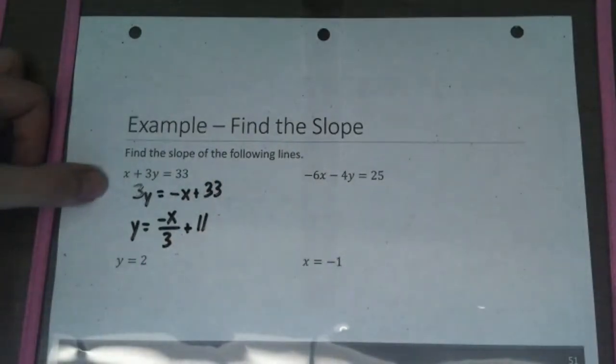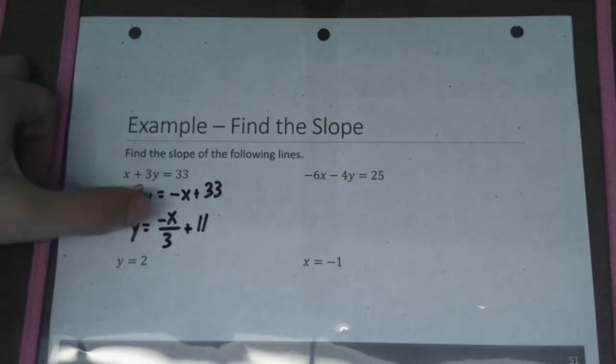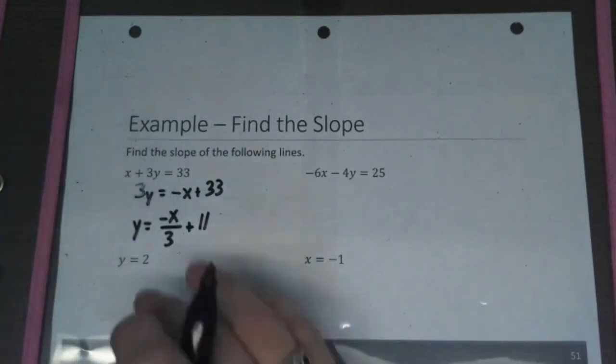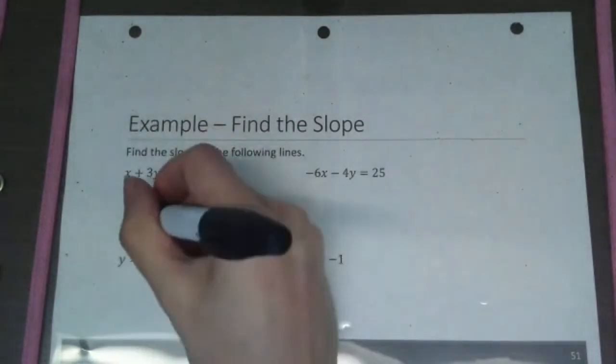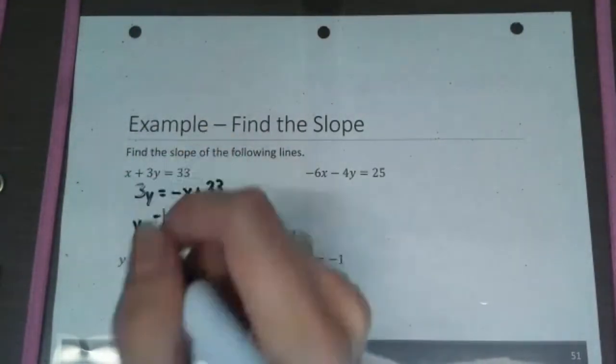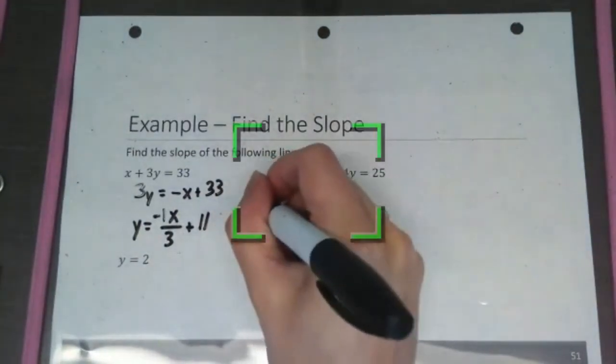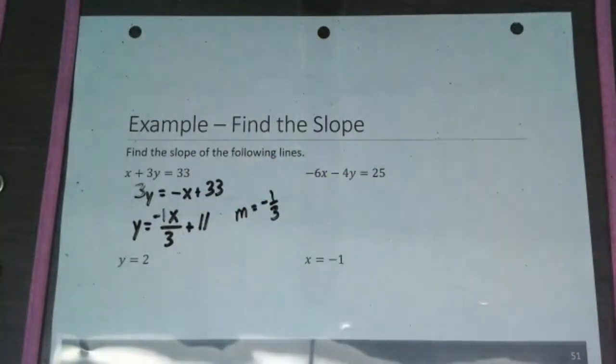Now the slope is the coefficient on x, the number multiplied by x. There's a negative in front of the x, and it's divided by 3. If I think of this negative x as negative 1x instead, it might be easier to see that my slope is negative 1/3.